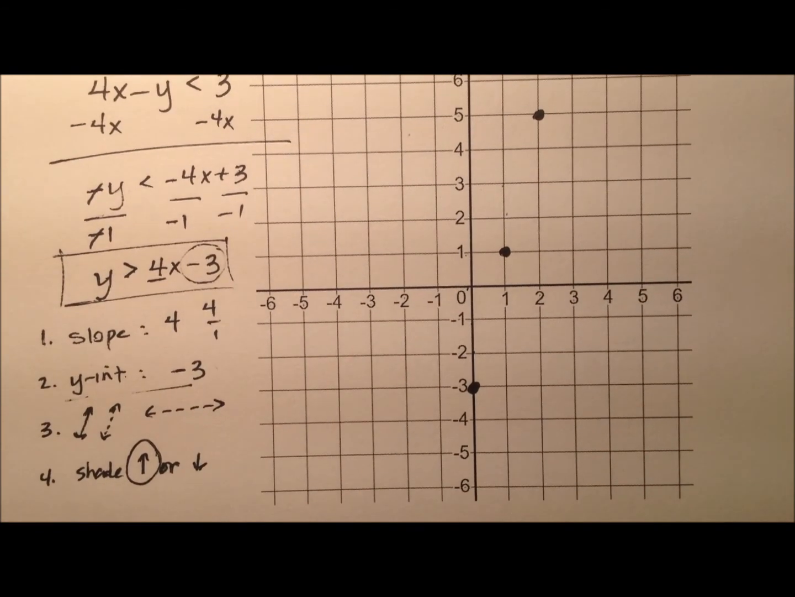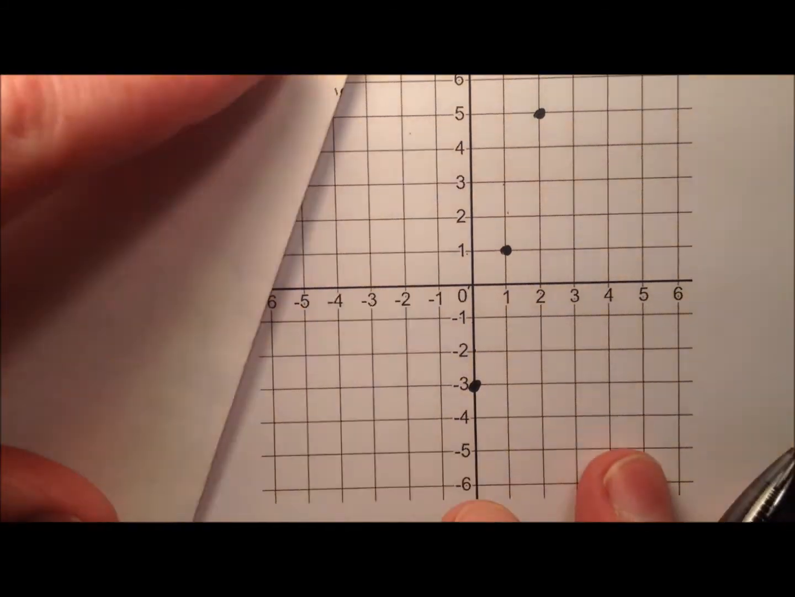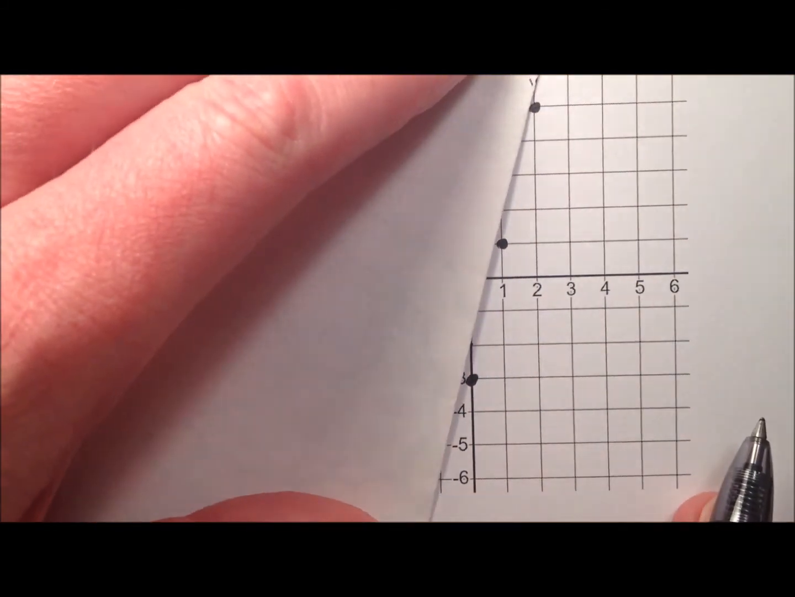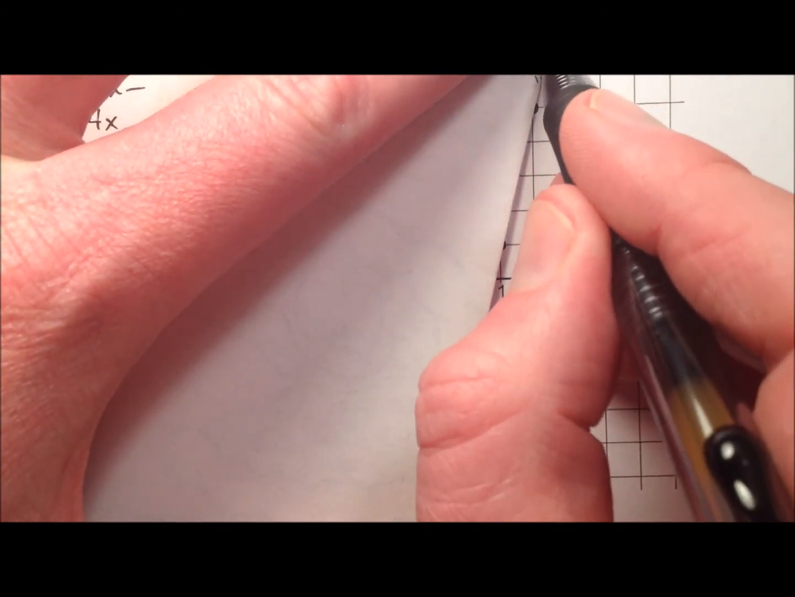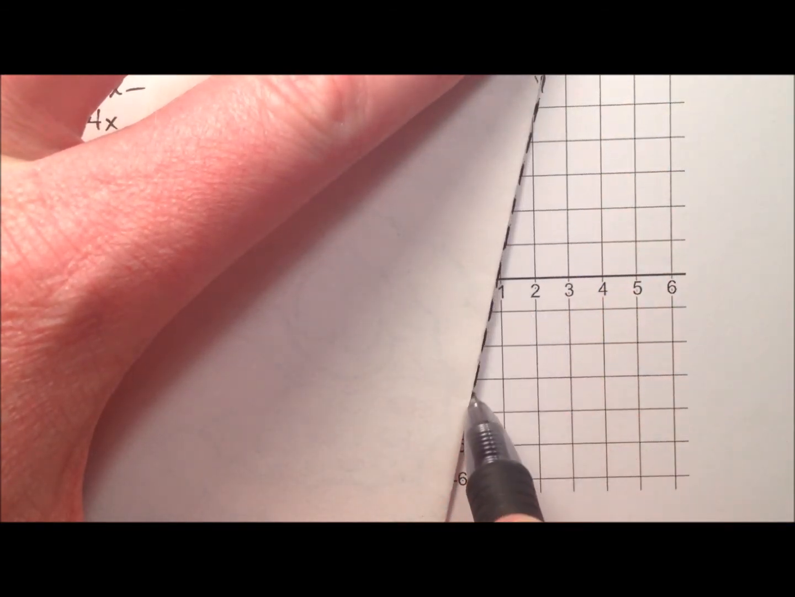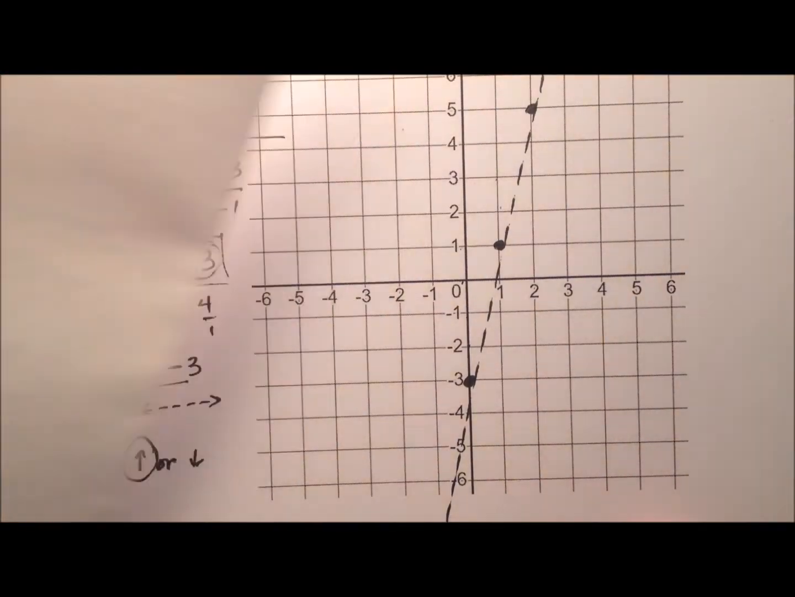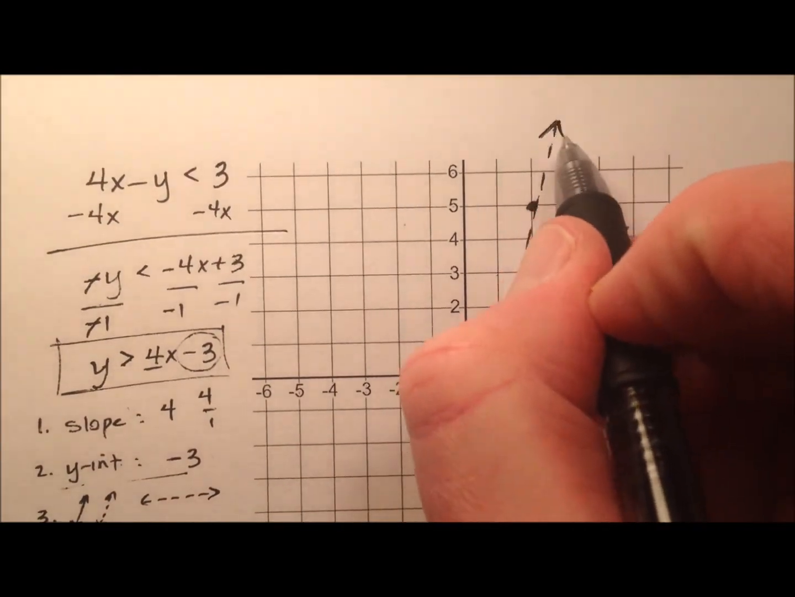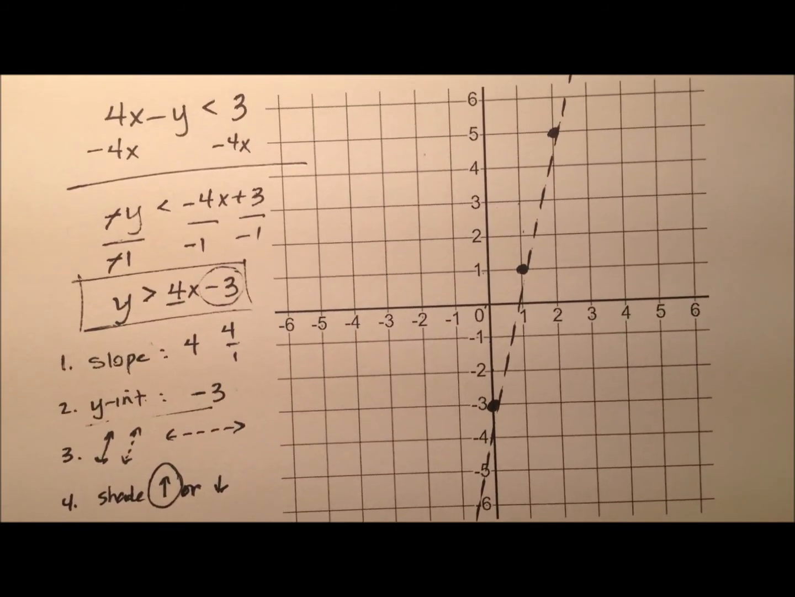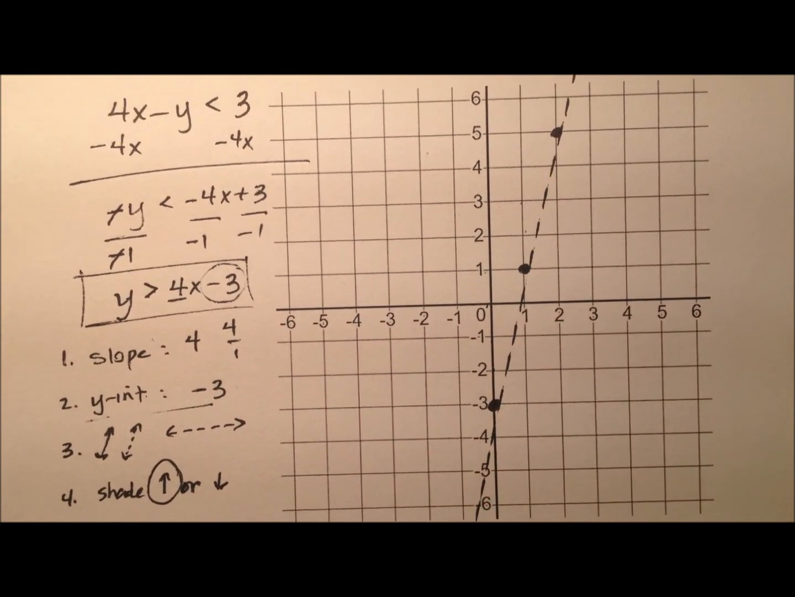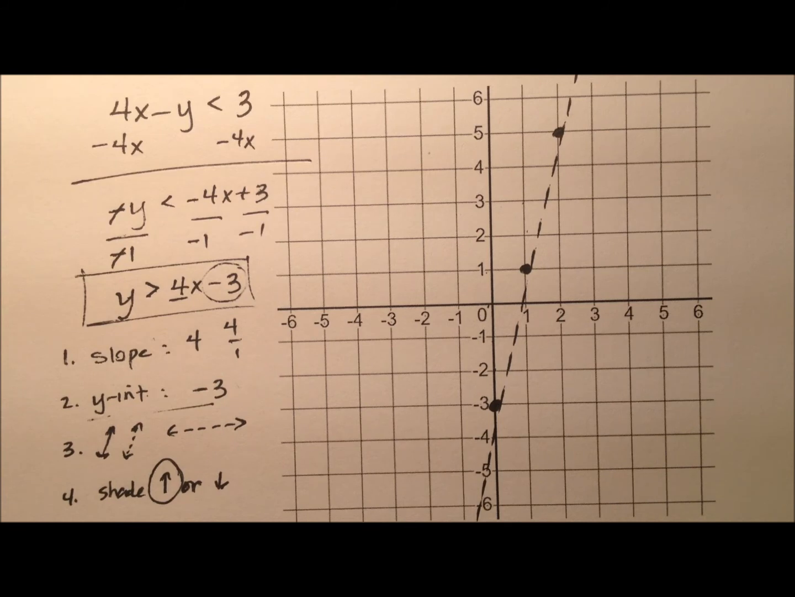So I'm going to grab my handy dandy straight edge here, and I'm going to draw a dashed line between these points. And I'm going to draw my dashed line beyond the boundaries of the graph, and then I'm going to put arrows on the end, signifying that my line goes on forever and ever. Okay, so here's my boundary line right here. It's dashed because it's not included in the solution set.